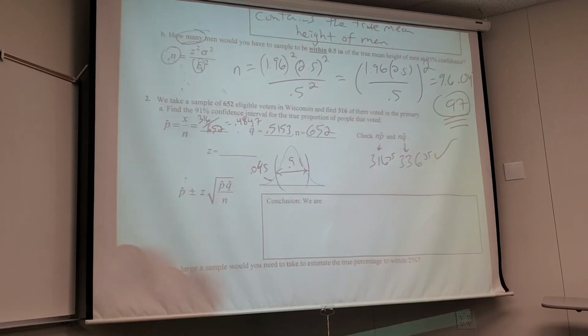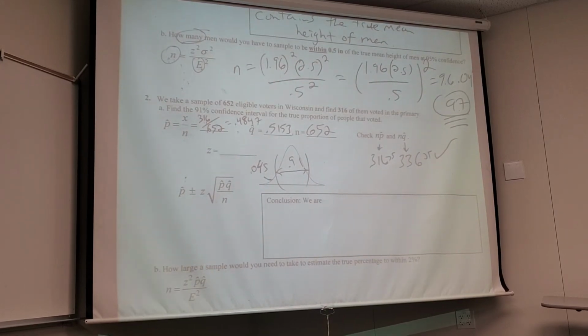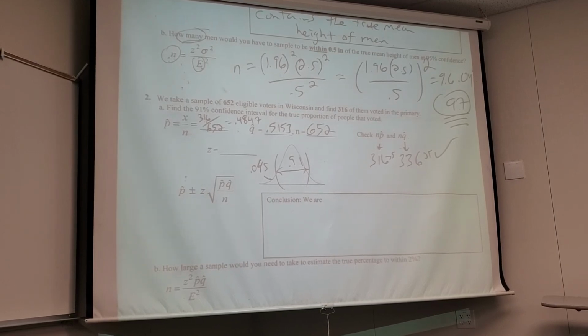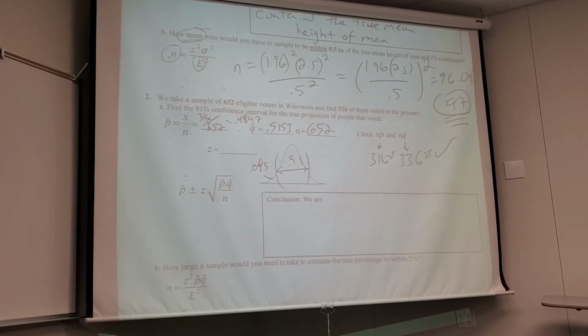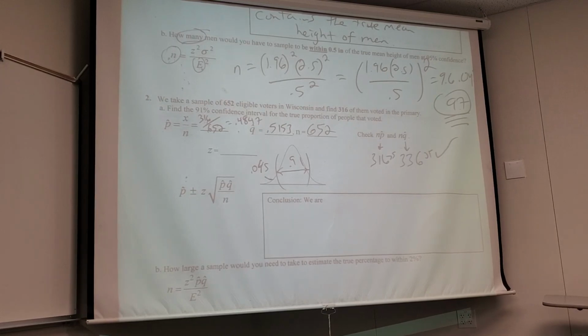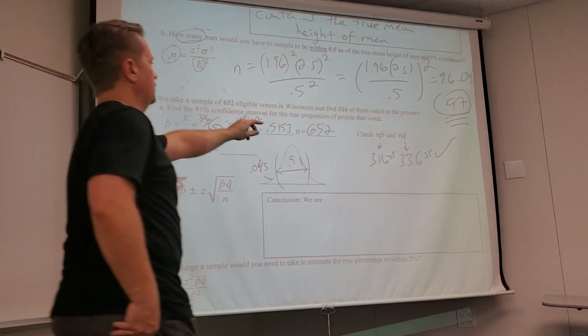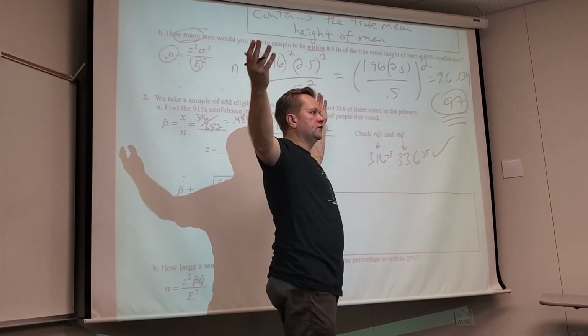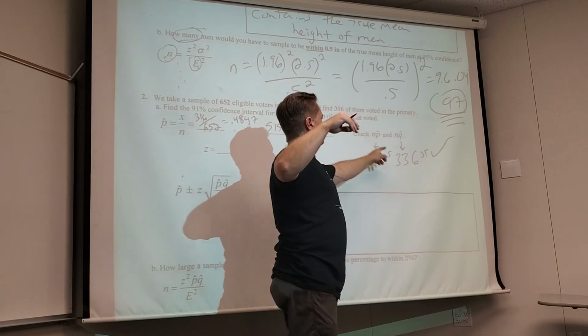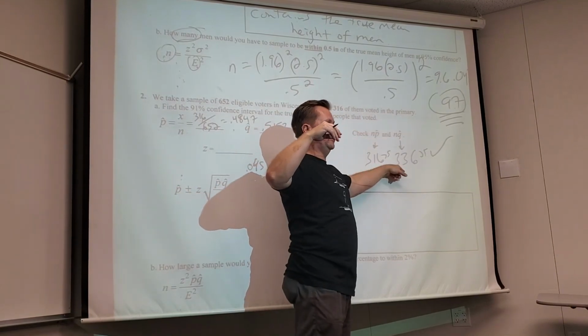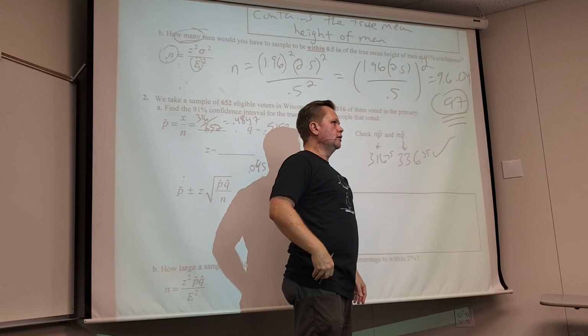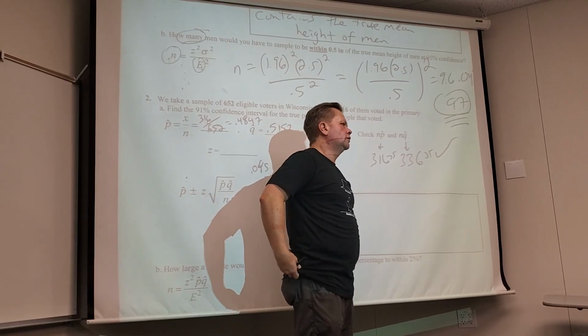Yes? Going back to the np and nq, it's like the averages of people that are going to vote. Yeah, np would be the expected number of people, and that's equal to what we saw, because that's our best guess. What's our best guess for the expected number of people? Well, 316, because that's what we saw. And this would be the expected number of people that didn't vote in the primary.